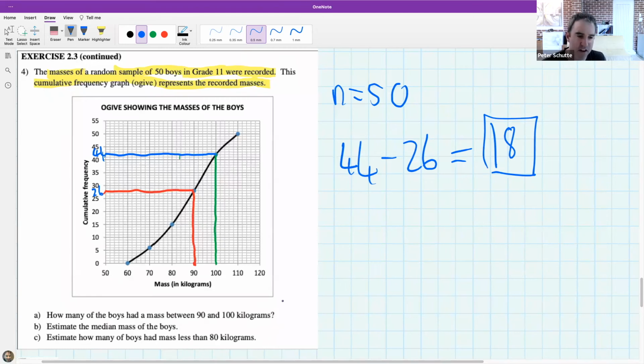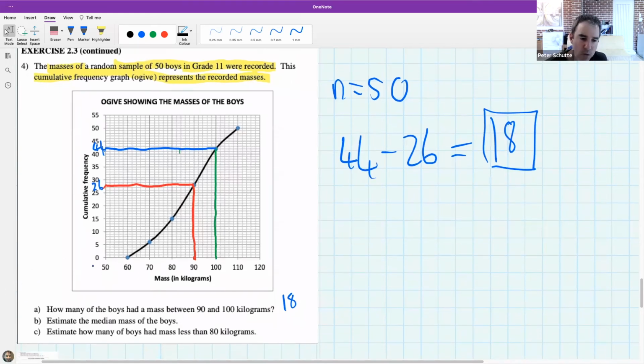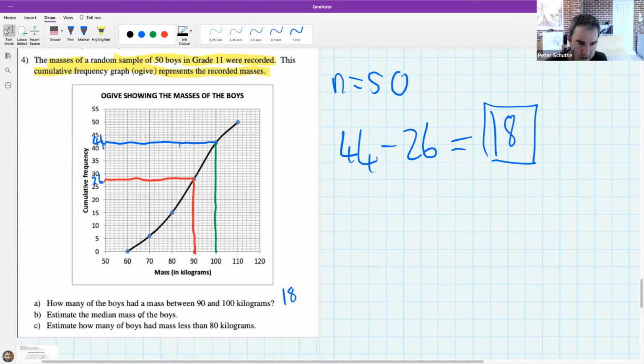Yes. Perfect. So using this method, we get 18 students who weigh between 90 and 100. And so sometimes we have to interpret what the ogive is doing. And that's why I jumped to this question. We'll come back to some more of these.